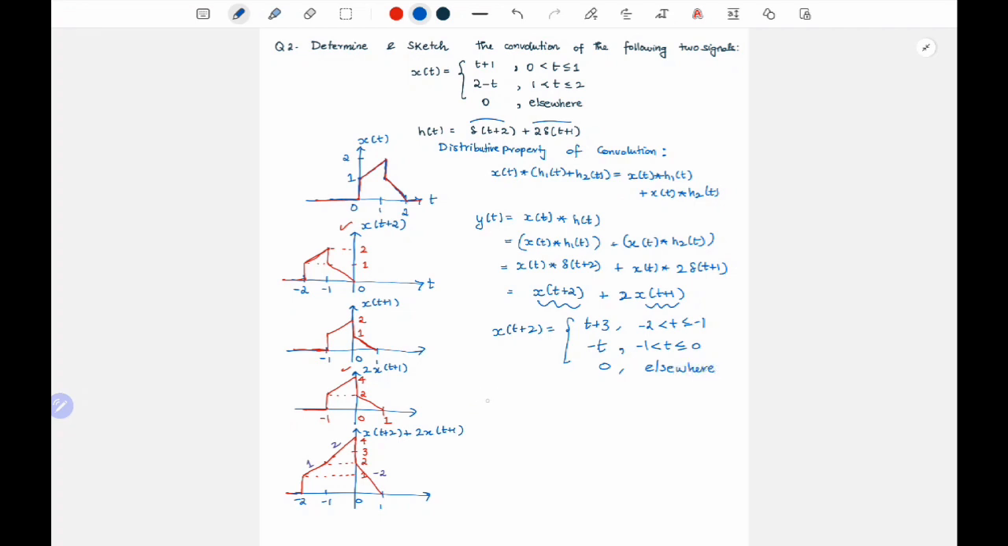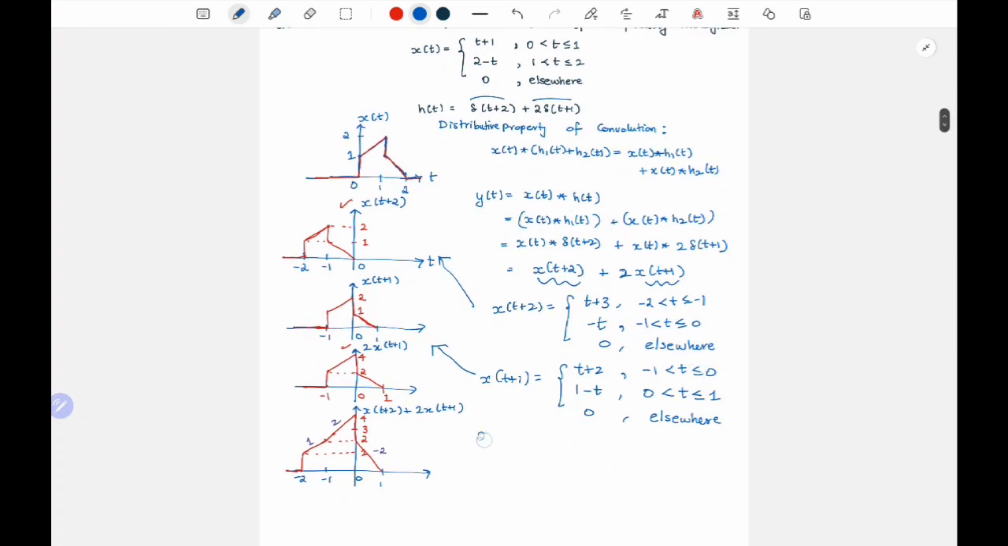And we have x of t plus 1. How do we write it? So we have t plus 1 plus 1. So t plus 2 for minus 1 less than t less than or equal to 0. And then we have 2 minus t minus 1, which is nothing but 1 minus t for 0 less than t less than or equal to 1 and 0 elsewhere. So you can actually cross check between these two. Right? Is it the same? We have t plus 3 here and minus t from minus 1 to 0. And for t plus 1 we have t plus 2 here and 1 minus t here. So it is correct.